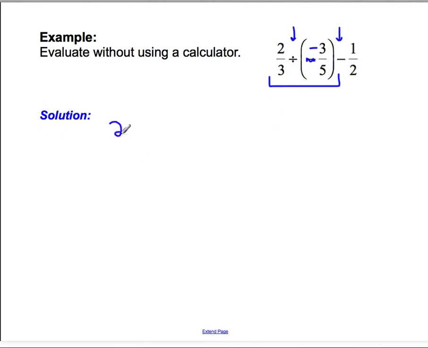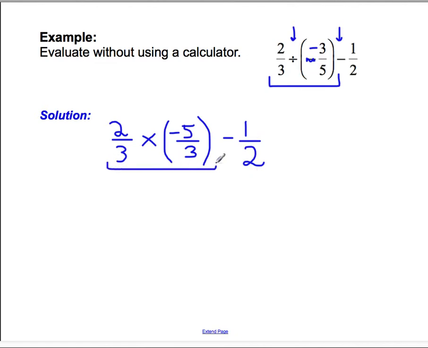So let's change our division statement to a multiplication statement. And let's flip, or reciprocal, let's use the proper terminology. Let's reciprocal that second fraction, or the divisor. And then don't be lazy. Make sure you write down all your numbers and all your operations that you don't complete.